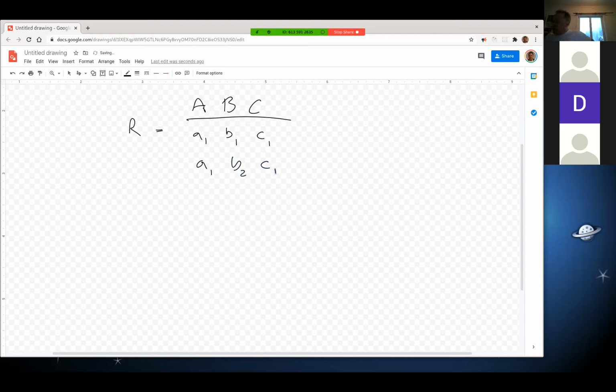Okay, so the relation consists of the set of attributes A, B, and C, and then the set of tuples. So there's two tuples here, right? There's one tuple that's A1, B1, C1, and another one that's A1, B2, C1. Okay, so we have two tuples there. Now, what are some operands? Those operands are our relations, right?